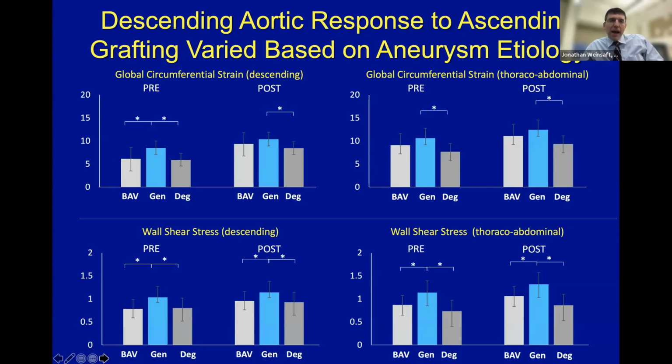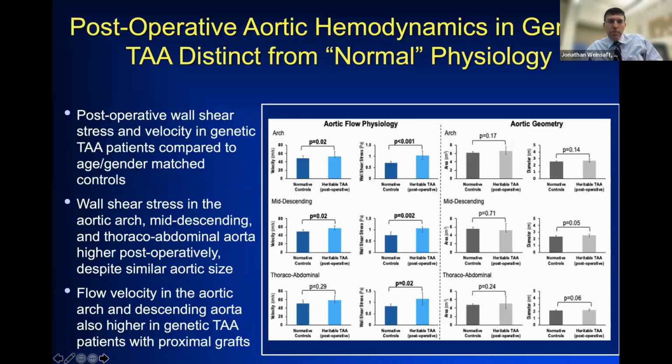Of note, the magnitude of change in downstream aortic alterations in both vessel wall distensibility measured by strain, as well as wall shear stress measured by four-dimensional flow, varied based on etiology of these thoracic aortic aneurysms. And as shown to you earlier in terms of our echo data, we found similar patterns in four-dimensional flow and cine-CMR, with magnitude of increase greatest, again, in the native descending aorta after proximal grafting. That magnitude of increase was greatest in patients with genetic aortopathies.